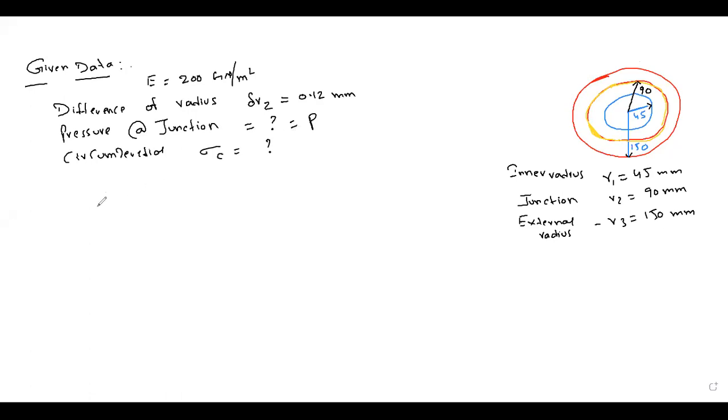Okay, so let's start the problem. First we will do the radial pressure at the junction. So first, let's do the problem. Radial pressure at the junction. I think the day before yesterday we did a derivation, right? So with the same derivation concept, we are going to solve the problem also. For calculating the radial pressure at the junction, what we have to do? We have to consider the Lame equations.